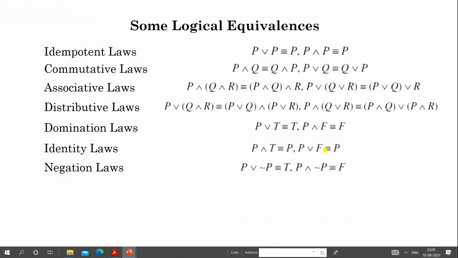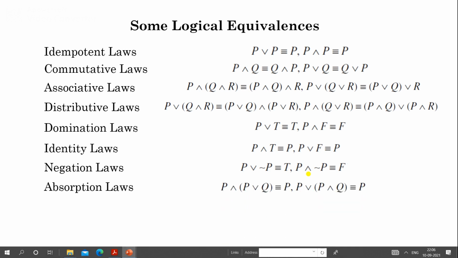Now negation laws. P or negation P is equal to true, because if one is true, the other is false. So P or negation P is true. P and negation P, it means if P is true, this is false. If P is false, this is true. So every time one variable will be false, so this is false.